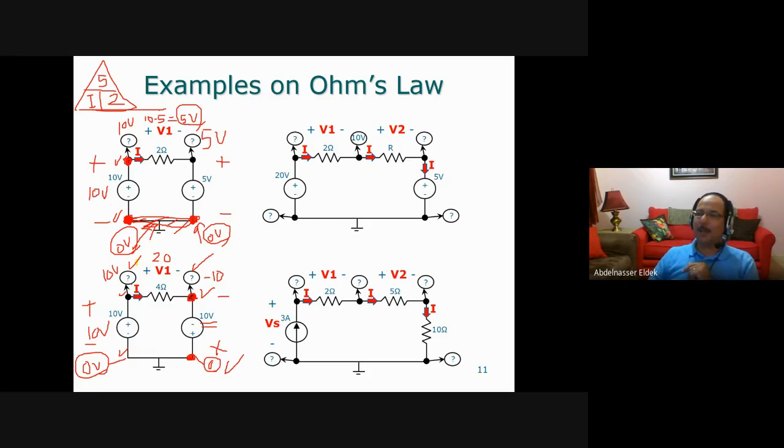So now you can use Ohm's law. Here it is. The voltage is 20. The resistance is 4. Can I calculate the current? Yes. I equals 20 divided by 4, which is 5 ampere. I equals 5 ampere.